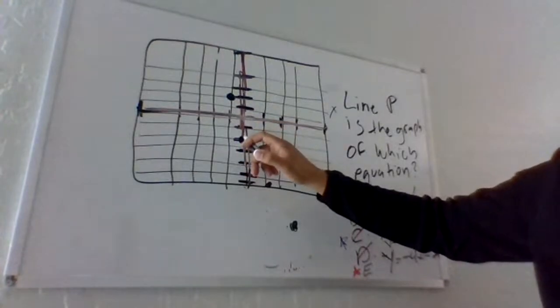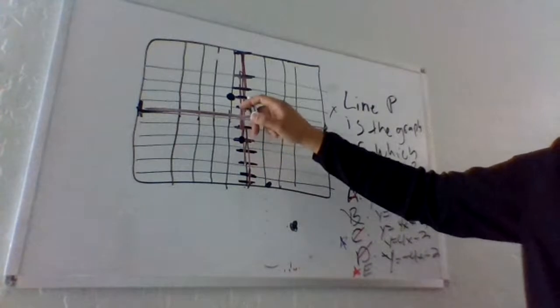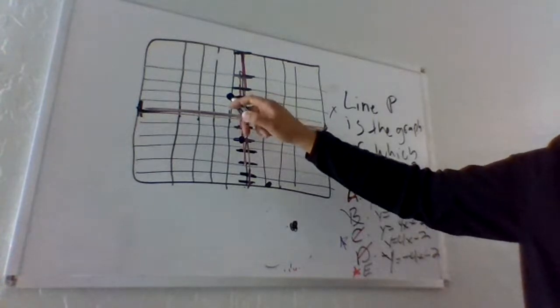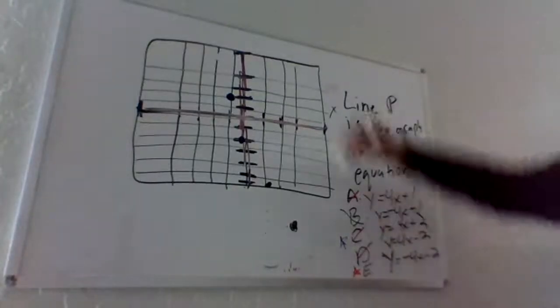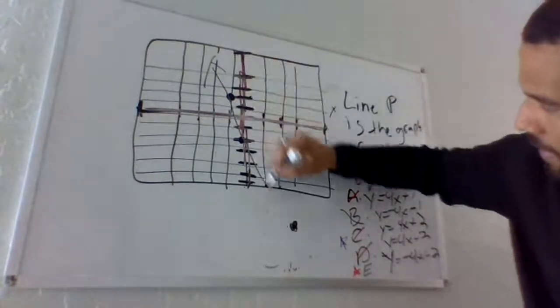I'm going to go up 4, right? Here, 1, 2, 3, 4. And how many times am I going to run? 1. So your line ends up looking like that.